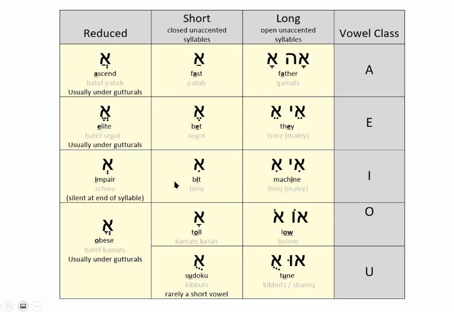The short chirik, the short I-class vowel, looks the same as what could be a long vowel, but just remember that long vowels will typically be in open syllables, and short vowels will typically show up in closed syllables. This shorter vowel is pronounced more like the I in the word bit.